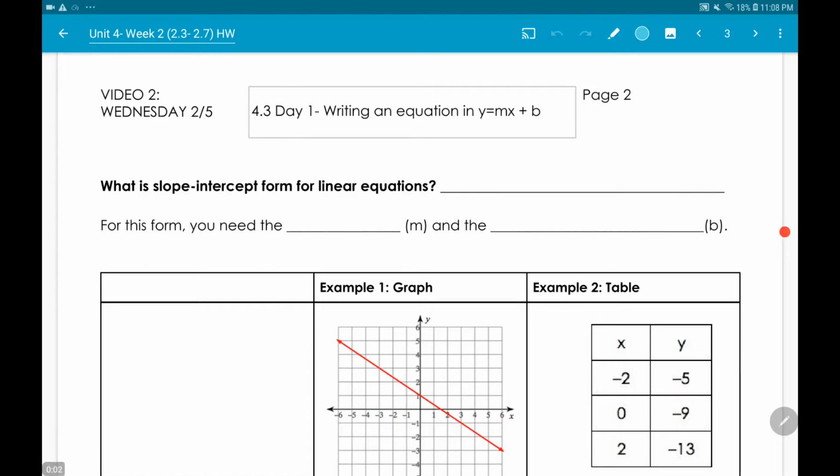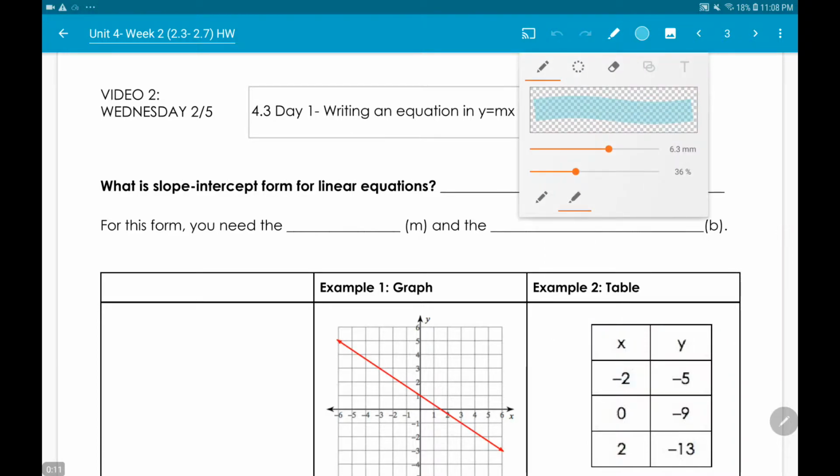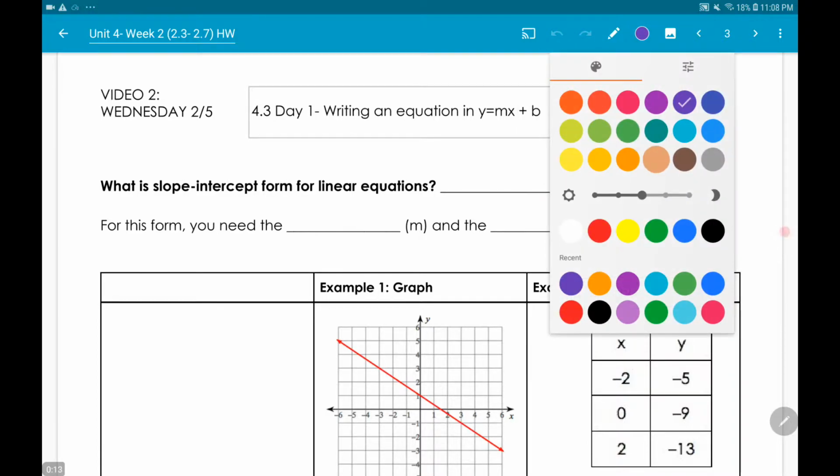Hi guys, so this video is on writing an equation in y equals mx plus b form. So, we learned about slope, we learned about y-intercept, and now we need to put it together.